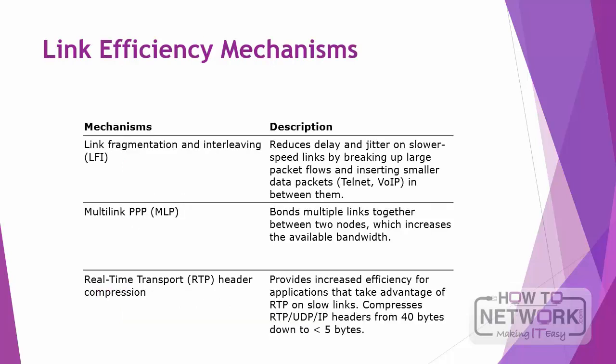Our final topic is link efficiency. Within Cisco IOS, there are several link efficiency mechanisms available, as you can see here. There's LFI, which is used to reduce delay or jitter on slower speed links. Multi-link PPP, which bonds multiple links together between two nodes, which can increase available bandwidth. And then RTP, real-time transport header compression, which provides increased efficiency for applications that take advantage of RTP on slower links.